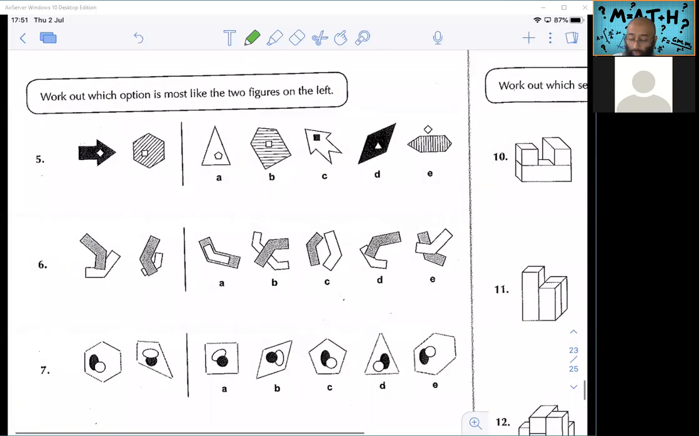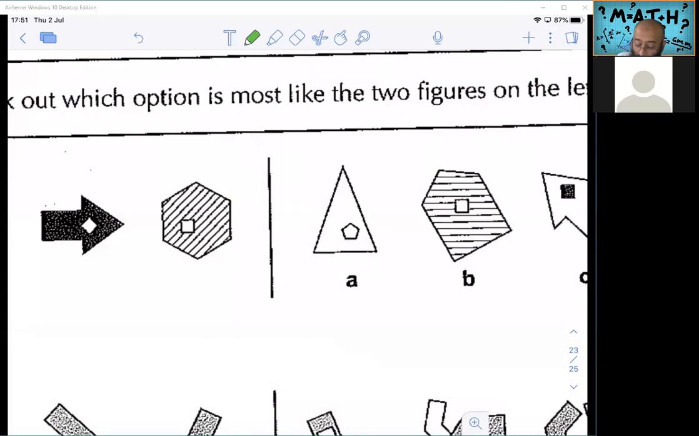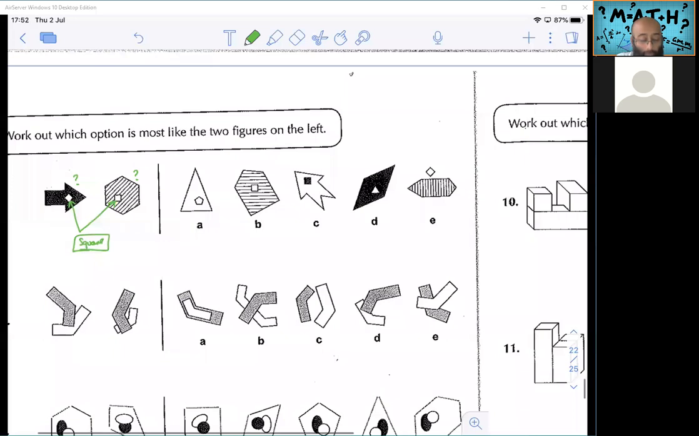Work out which option is most like the two figures on the left. So we're looking for a pattern in the figures on the left hand side. So we have a square in there. We have another square in here. So we have a commonality of a square. This shape is completely different. This is completely different, so they don't match. So we're looking for patterns that have a square inside them.